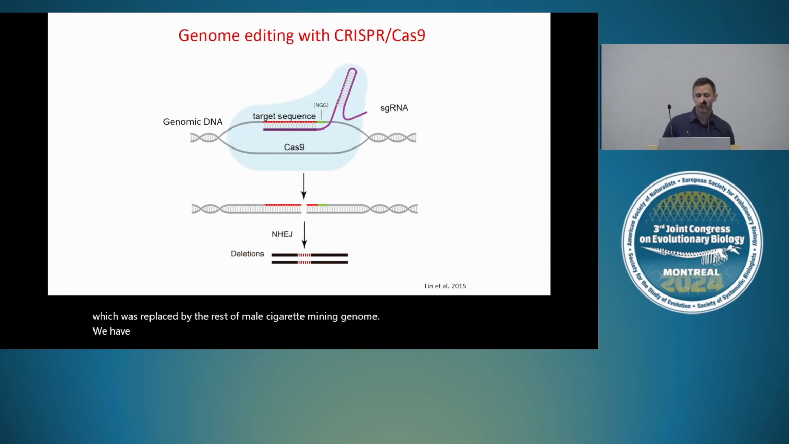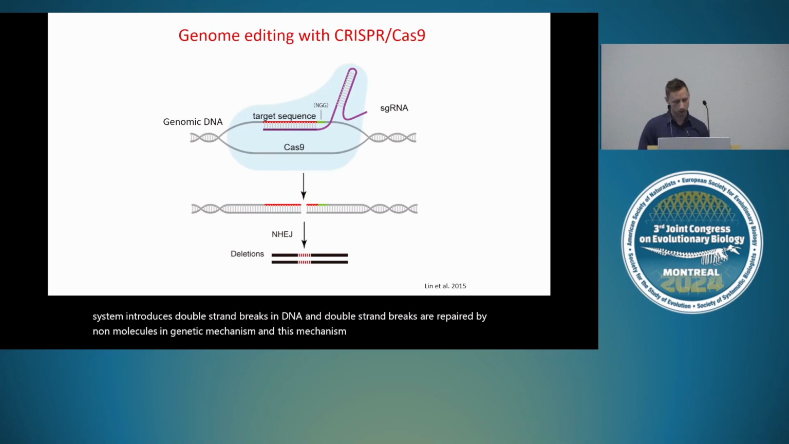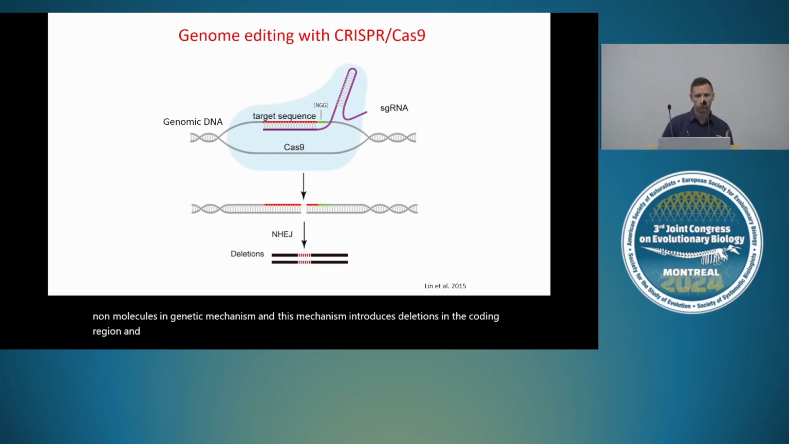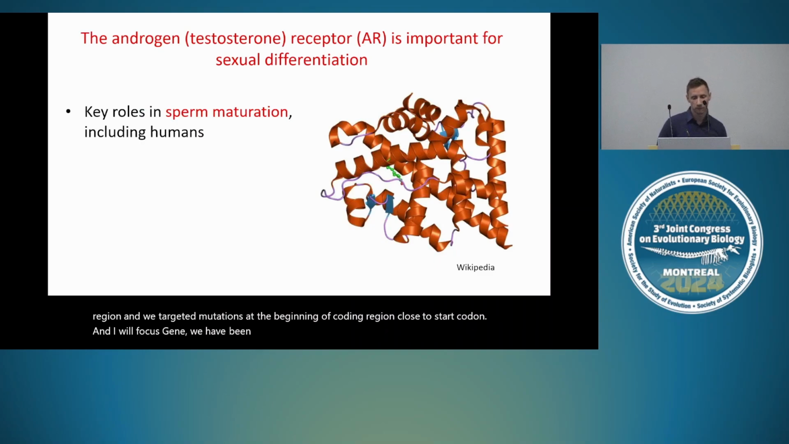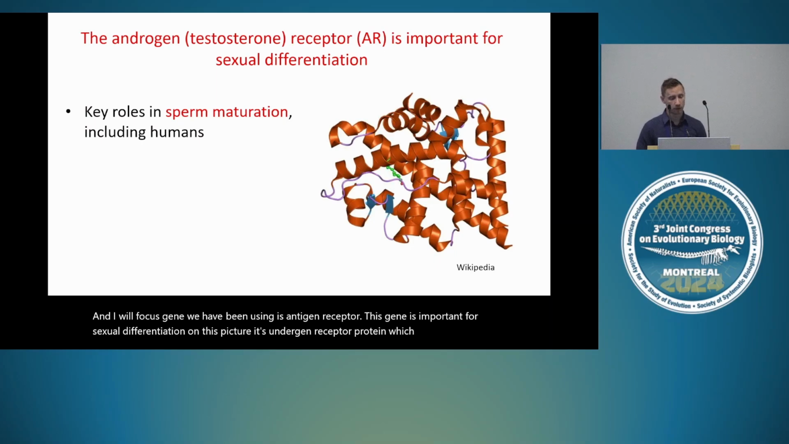We have been using genome editing, which requires single-guide RNA together with Cas9 protein, which matches a target sequence in the genome we want to mutate. This system introduces double-strand breaks in DNA, and double-strand breaks are repaired by the non-homologous end joining mechanism, which introduces deletions in the coding region. We targeted mutations at the beginning of the coding region close to the start codon. Our focal gene is androgen receptor. This gene is important for sexual differentiation. On this picture, it is the androgen receptor protein, which recognizes and binds the hormone testosterone.